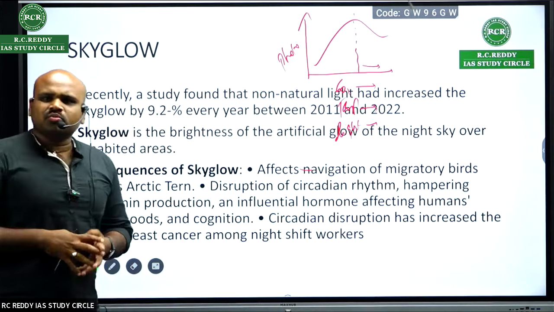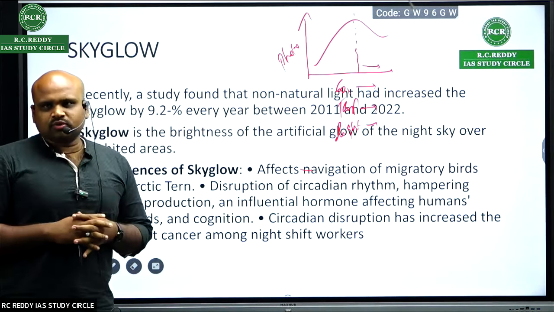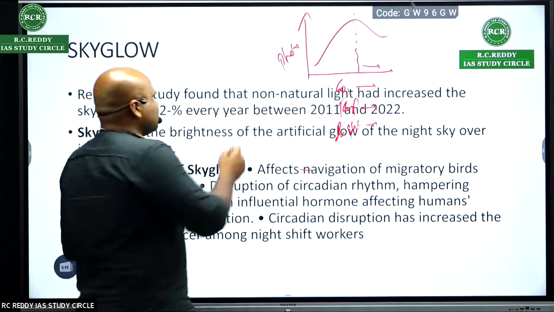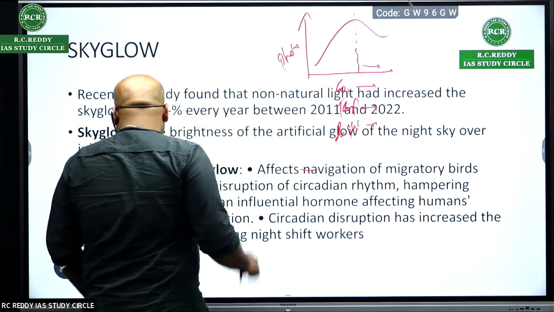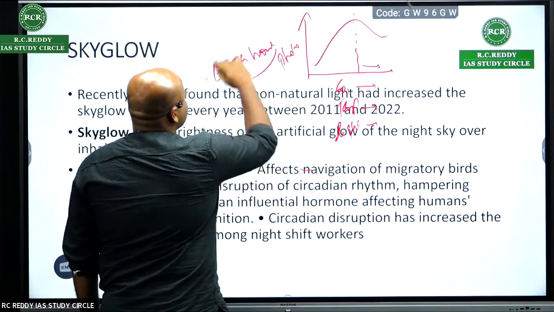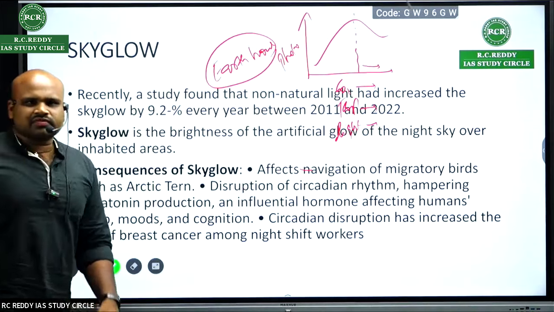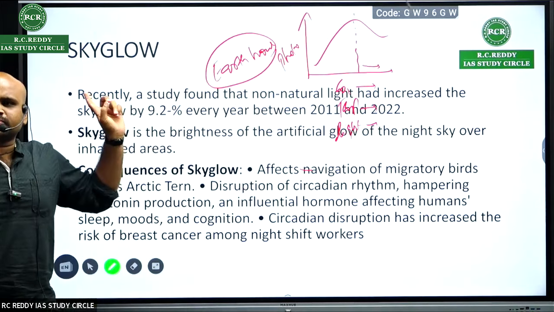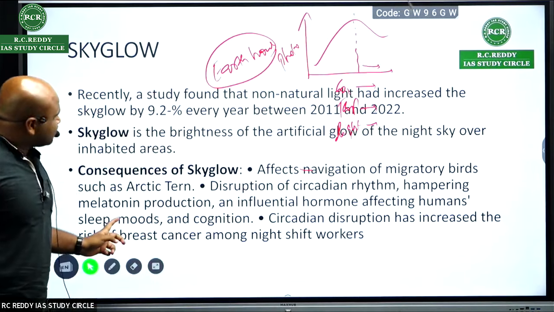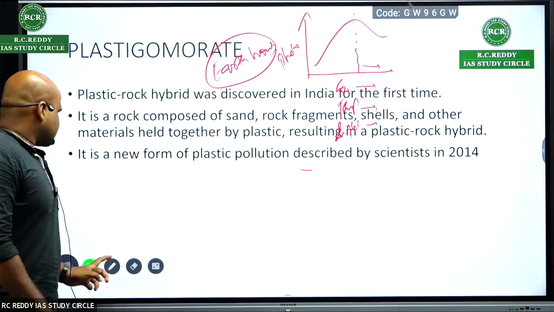Can it affect human beings? Yes, you would have heard about something called Earth Hour. What is Earth Hour? What do we do? We switch off all the lights. And why do we switch off all the lights? One dimension is conserving energy. The other dimension is reducing the proportion of artificial light in the sky. So that is one dimension that you'll have to understand. Next.